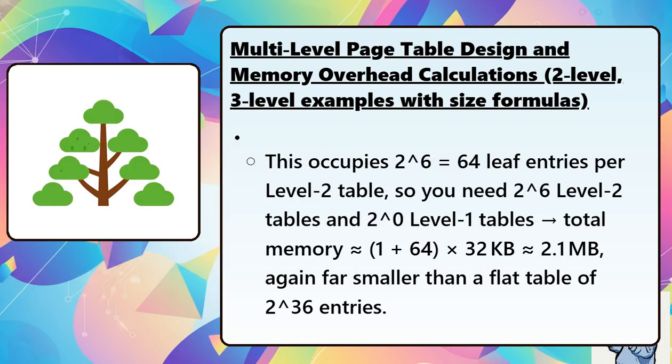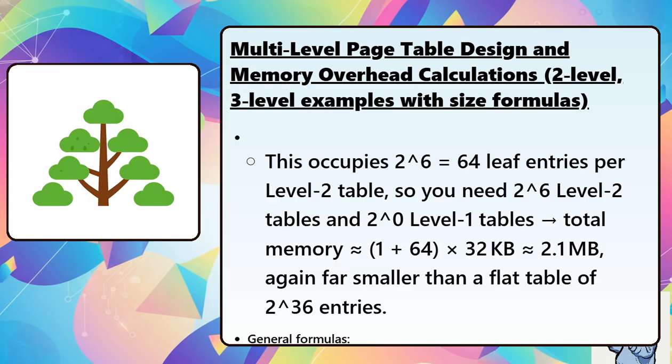This occupies 2^6 = 64 leaf entries per level 2 table. So you need 2^6 level 2 tables and 2^0 level 1 tables. Total memory becomes approximately 1 plus 64 times 32 kilobytes, approximately 2.1 megabytes. Again, far smaller than a flat table of 2^36 entries.